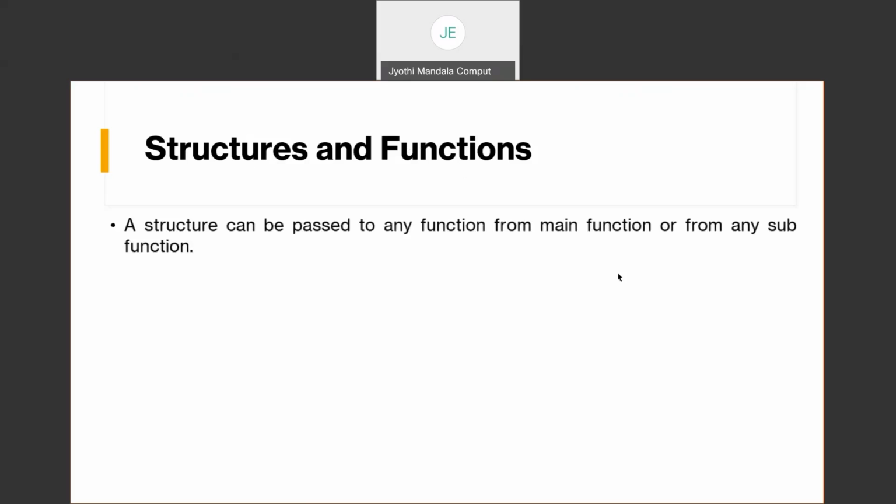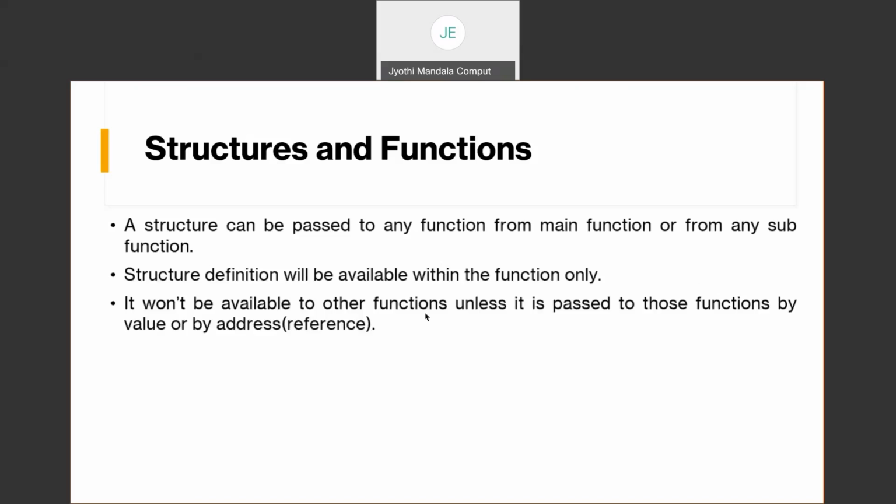Whenever you want to pass any structure to any function, from main to a sub function, or from sub function to another function, you can pass the structure as an argument, right? So if you are defining a structure within that function only, let us consider you have one function, and you are defining the structure only in that function, then that structure should be passed as an argument by value or by reference. You need to pass that complete structure, right?